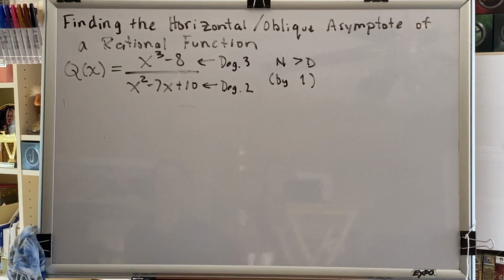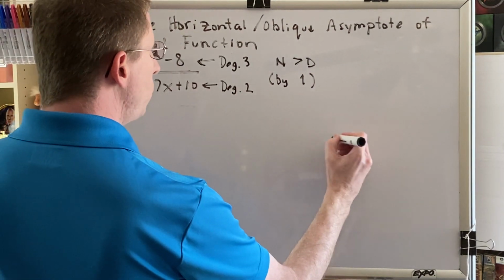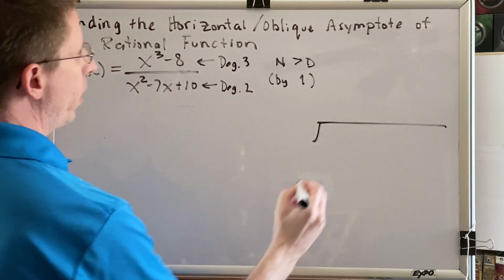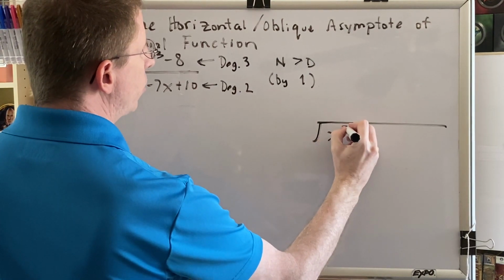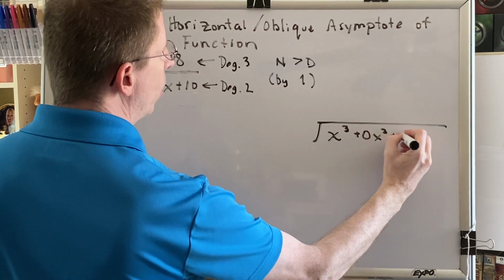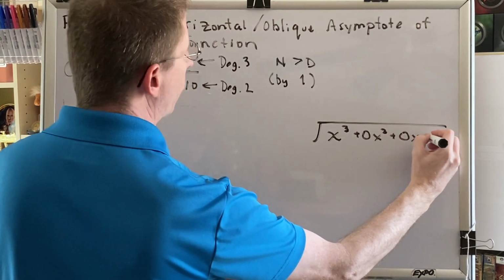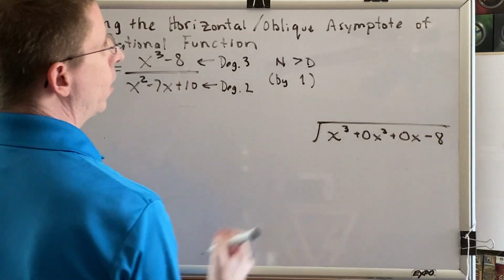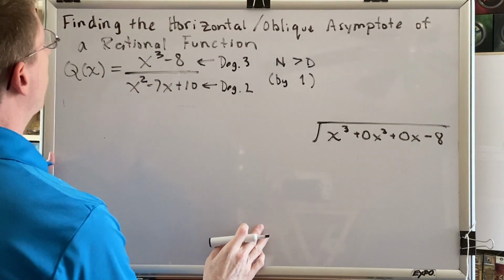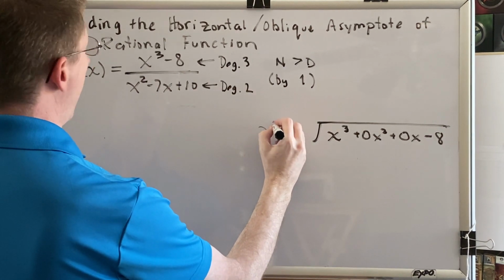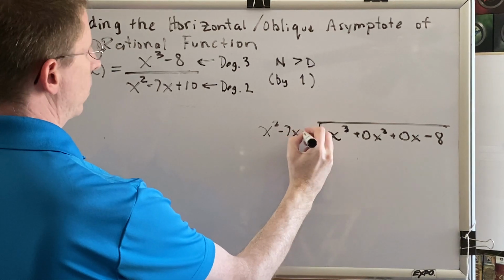So we need to set this up as a long division problem. Over here, I'm going to write my numerator, x cubed minus 8. Notice there are two term types missing, the x squared and the x. Both of those have to be included in the problem. So I've written plus 0x squared plus 0x in between the x cubed and the minus 8. And our denominator, also known as the divisor, is going to go out here to the left.